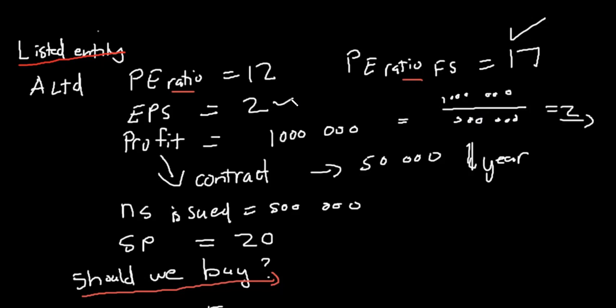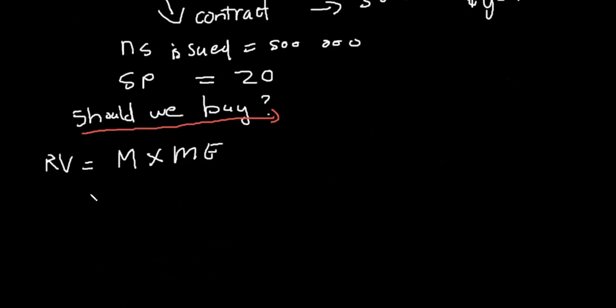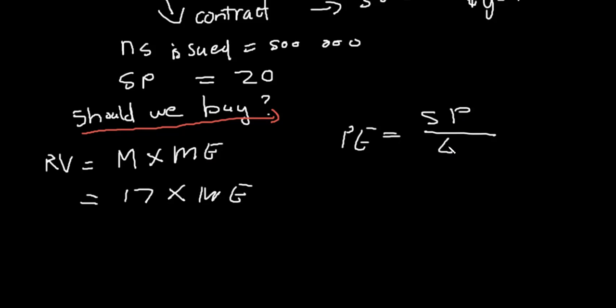Now, before we even get there, we know that the first part of our formula is done. We're going to say 17, but we need to multiply this by the maintainable earnings. Because we used the PE ratio, we know that it was the share price over the earnings per share. So our maintainable earnings has to be the earnings per share. We need to multiply this by the earnings per share of A Limited.